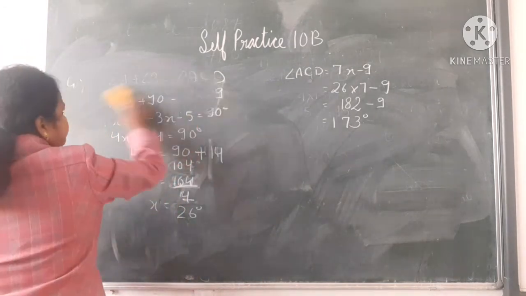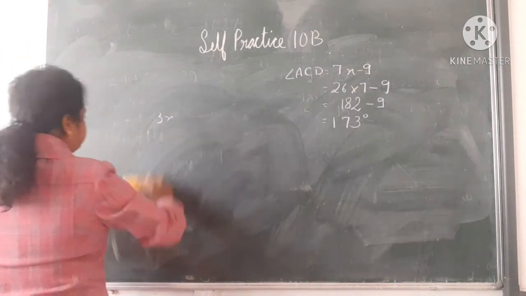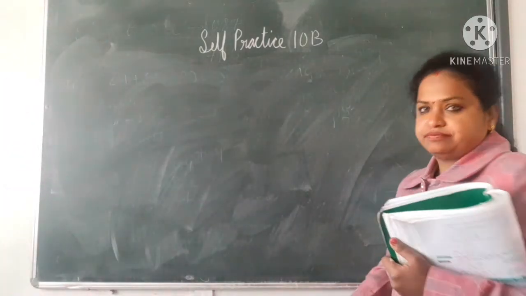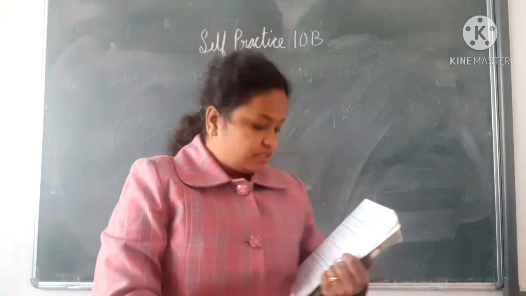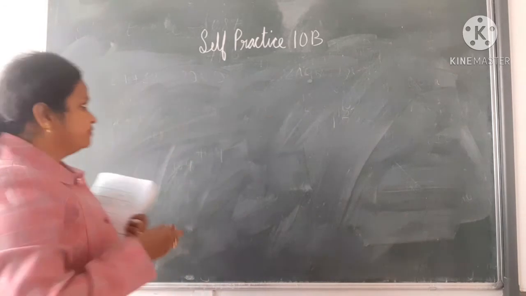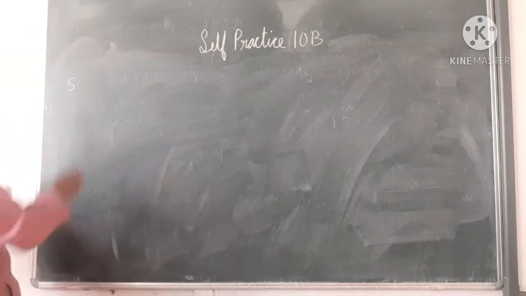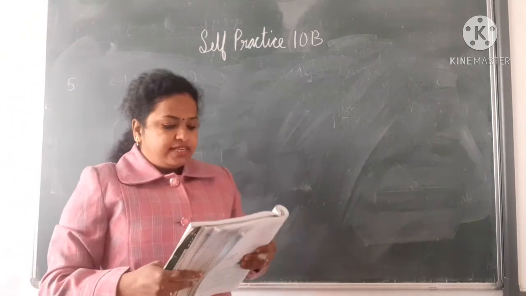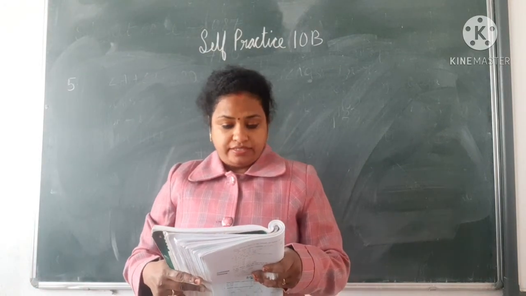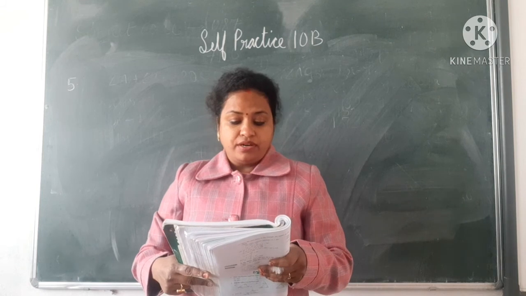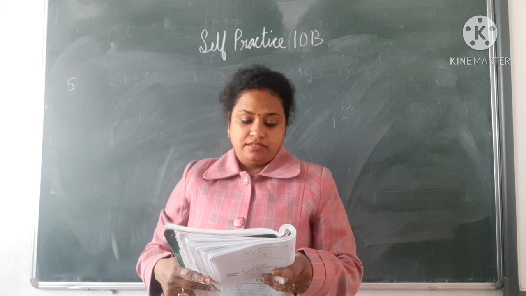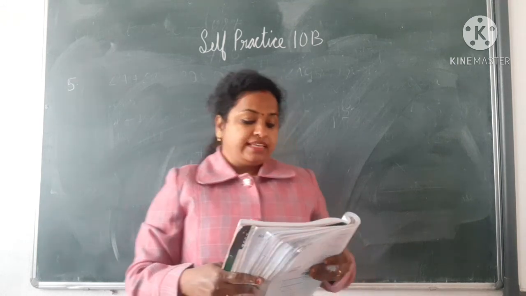Now see question number 5. What is there in question number 5? Find the unknown marked angles without using the angle sum property of a triangle. Okay, without using angle sum properties of a triangle. So firstly you have to find angle A.